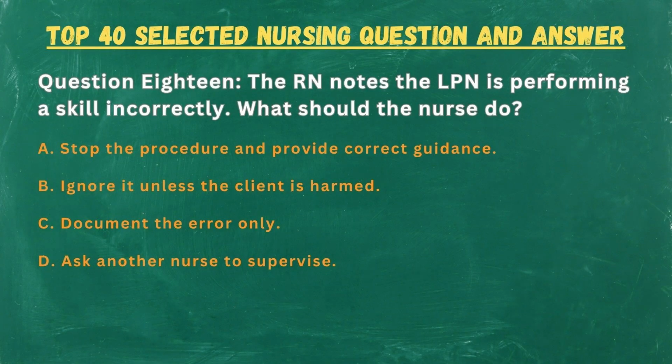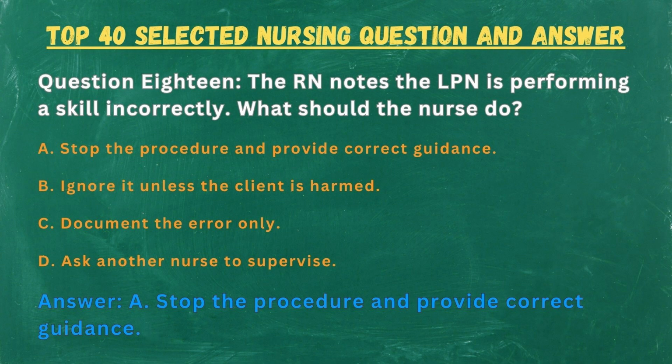Question 18. The RN notes the LPN is performing a skill incorrectly. What should the nurse do? A. Stop the procedure and provide correct guidance. B. Ignore it unless the client is harmed. C. Document the error only. D. Ask another nurse to supervise. Answer: A. Stop the procedure and provide correct guidance.